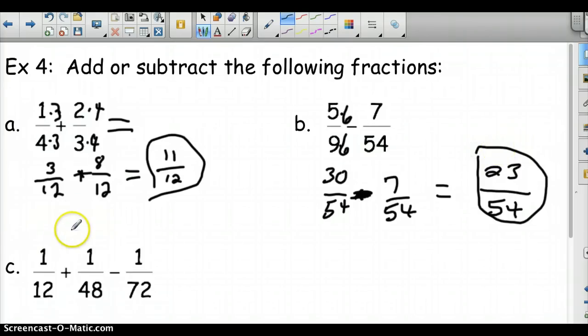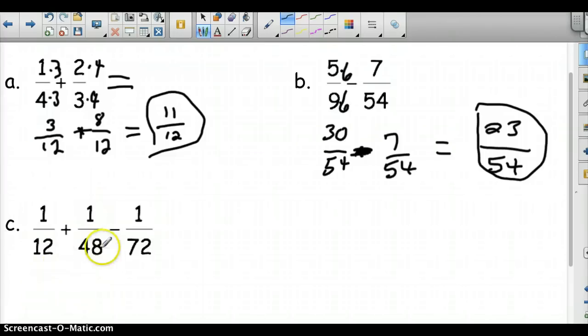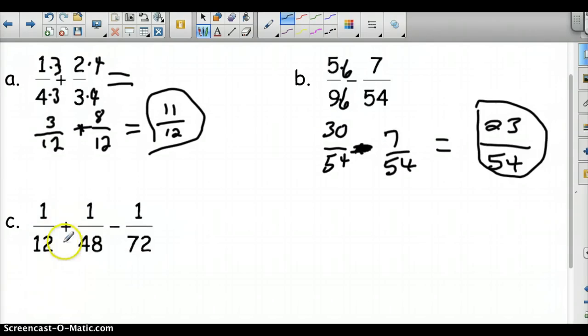The last one's tricky down here. 1/12 plus 1/48 minus 1/72. It's tough because you cannot turn 48 into 72. We'd like to make the common denominator 72 because 12 times 6 is 72.